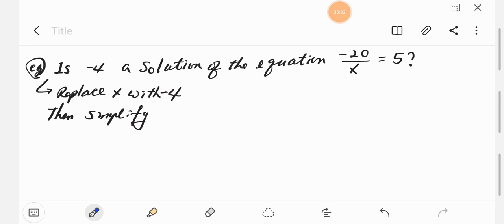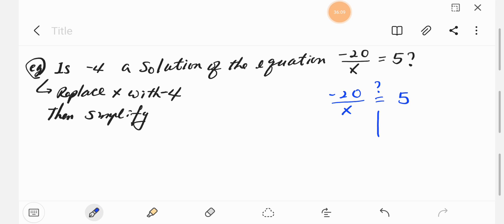Okay, is negative 4 a solution of the equation? So we have an equation. The left side of the equation is a quotient. Negative 20 divided by x is equal to 5. Whenever you have a question like this, asking if a value is a solution, always replace the variable in the equation with the given number, negative 4. So in this case, replace x with negative 4 and then check whether this is really true.